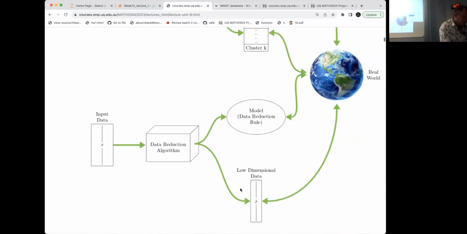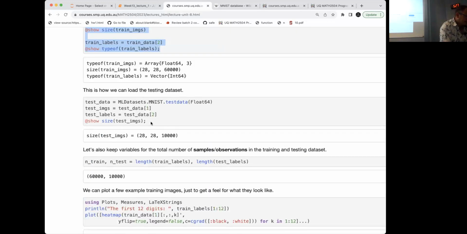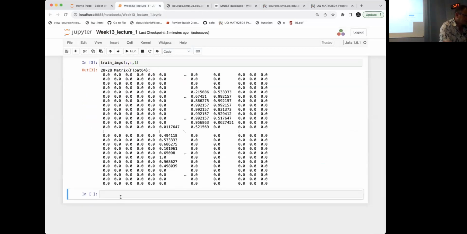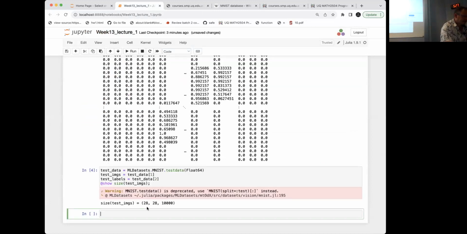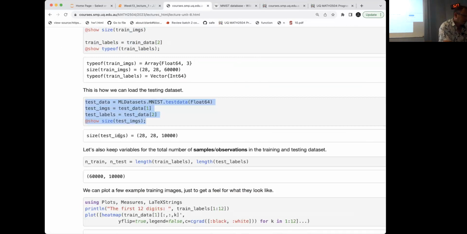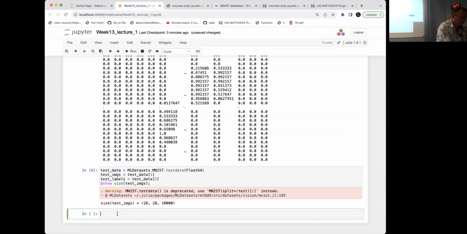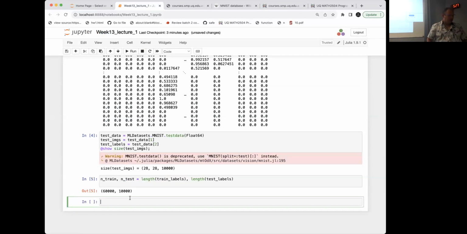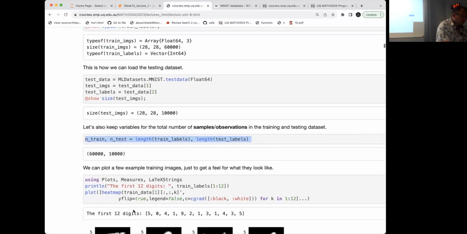All right, so we did this, and let's also get the test data exactly just as we said. So here's the test data. You see there are 10,000 test images. And of course, stop me at any time. The size of the test images is 28 by 28 by 10,000. And let's also just get the length, so it also runs. So n_train and n_test: we've assigned to each of these variables the size of our training set and the size of our test set.